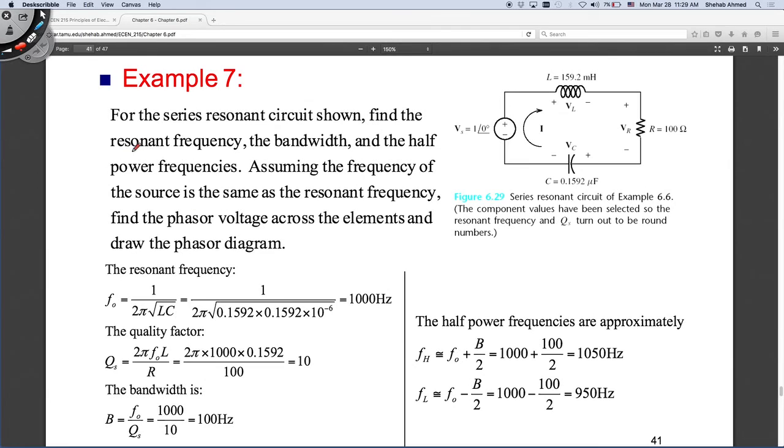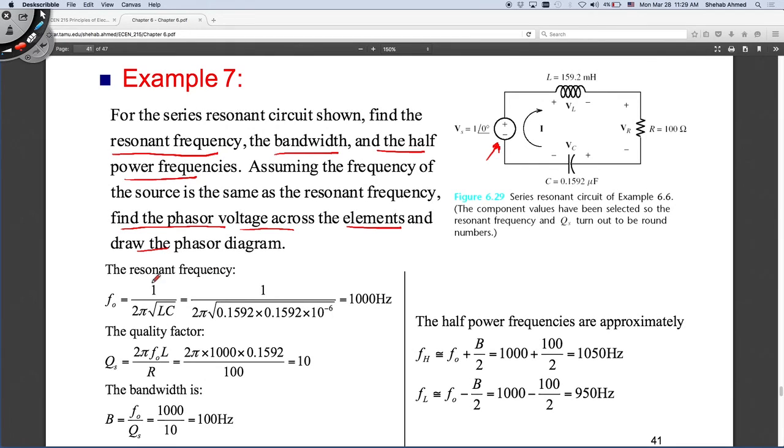They want us to find the resonant frequency, the bandwidth, and the half-power frequency, assuming the frequency of the source is the same as the resonant frequency, so the source supplies a signal at the resonant frequency. They would also like you to find the phasor voltage across the elements. After you find the current, you multiply the current by the impedances at that frequency to find the phasor voltage across the elements. Then they want you to draw the corresponding phasor diagram.